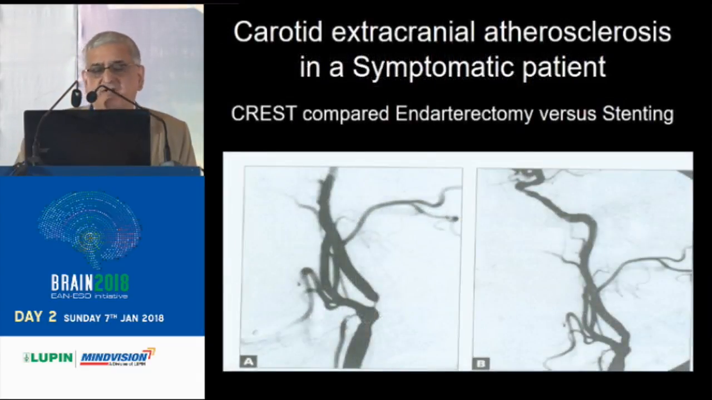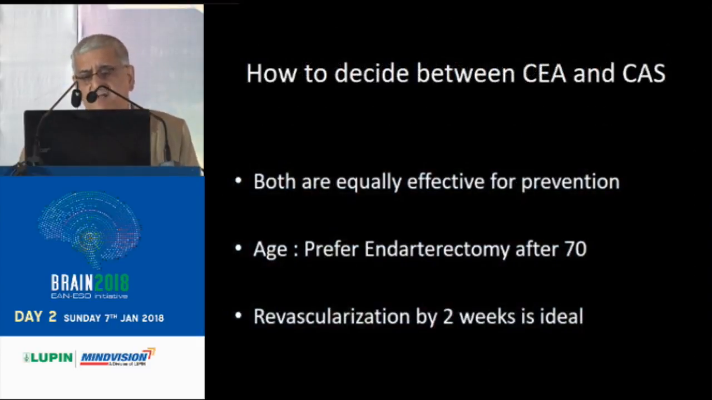Now, what about extracranial carotid artery disease? You can see there's a very tight stenosis here in this picture, and later on it has been revascularized. The CREST study compared endarterectomy versus stenting. It was a very huge study, one of the best studies on this subject. And what it found is that endarterectomy and stenting are both equally effective for preventing stroke. But after the age of 70, probably endarterectomy is better, because their vessels are tortuous and stenting sometimes leads to stroke. So after the age of 70, we may prefer endarterectomy, but revascularization, by whichever method, is better done at 2 weeks and not delayed too much, because by that time recurrence may happen.